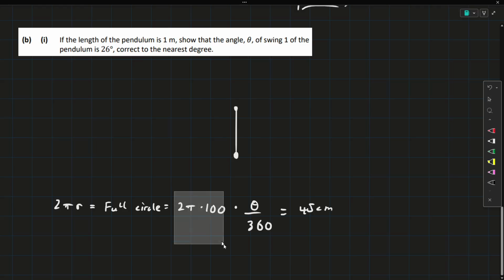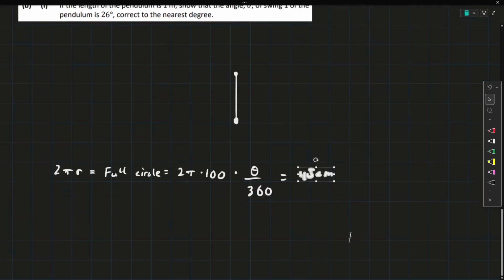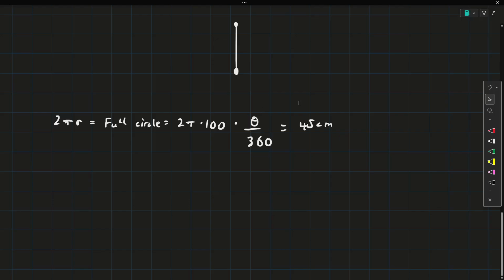Okay, so this is the entire circle. We're only taking a fraction of it though. We're only taking theta out of 360 degrees. And when we do that, we should get 45 centimeters. So then we can solve for theta. We need to get theta by itself.